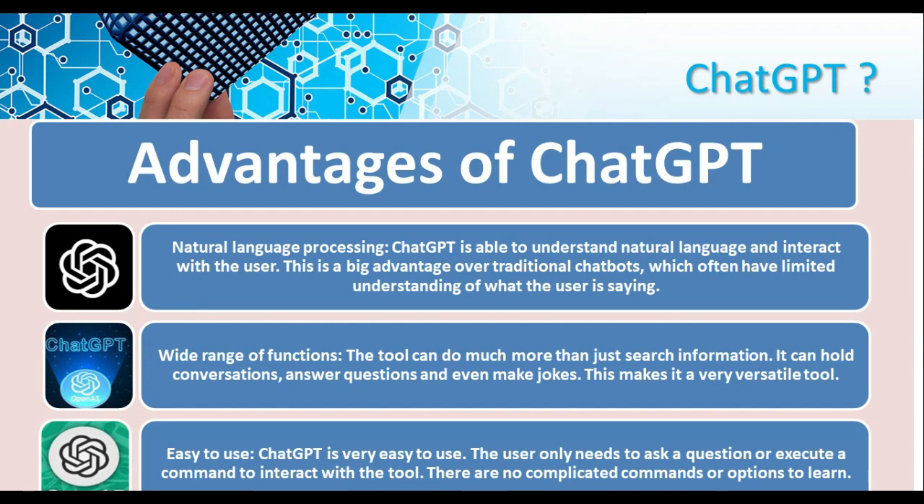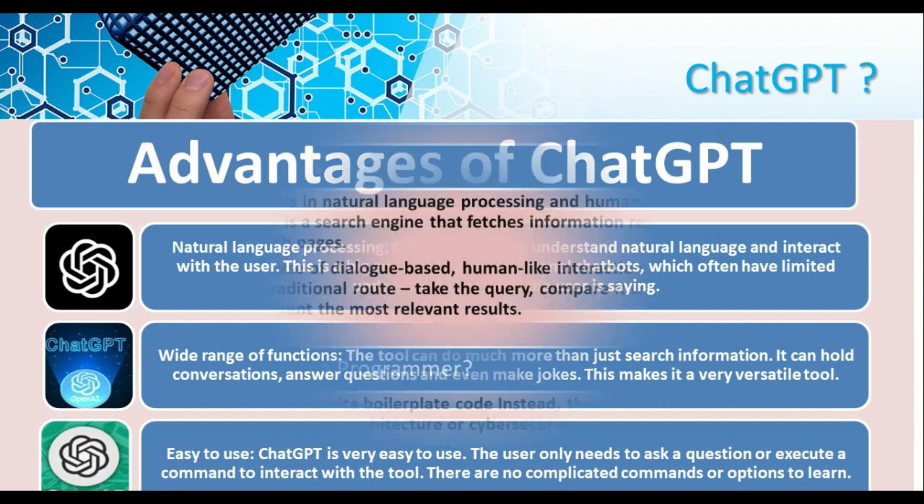ChatGPT contains a wide range of functions. The tool can do much more than searching for information. It can hold a conversation, answer questions and even make jokes, and this makes it a very versatile tool. It may remember your earlier conversations, and you can refer to an earlier conversation and ask a question about it. It is easy to use, and the user only needs to ask a question to execute a command to interact with this tool. There are no complicated commands or options to learn.